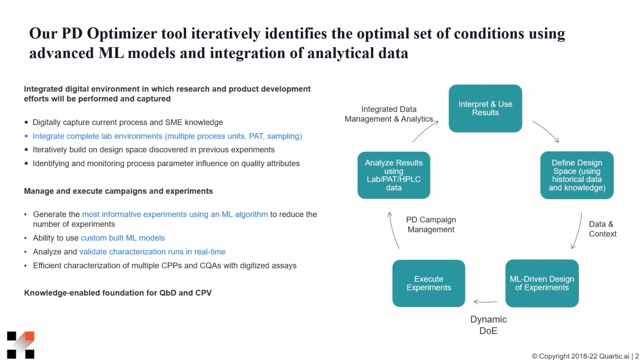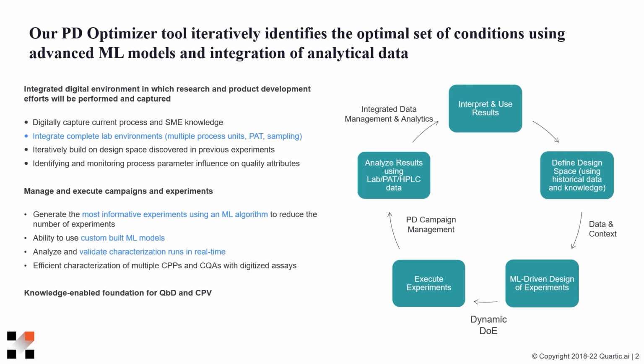So gain visibility into all of this, be able to analyze it, and then carry this knowledge forward about the design space, about the operating limits and cliffs, CPP and CQA relationships, carry all of this knowledge forward through scale-up and tech transfer. So now I'm accelerating not only my experimental and development phase, but the entire product lifecycle. This also becomes the foundation for both quality by design and continued process verification programs.